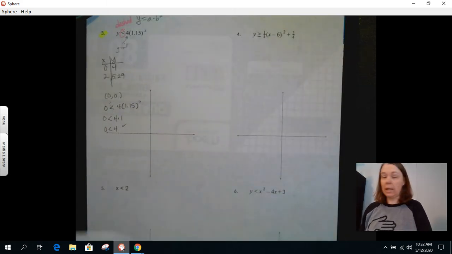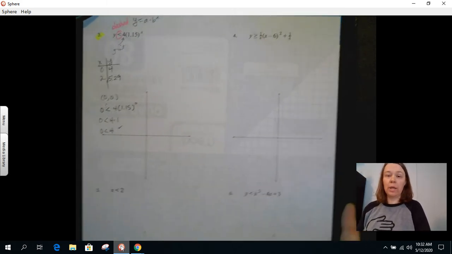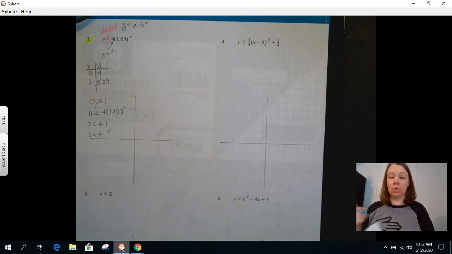Okay, let's take a look at this next one. Again, I want you to think about, what is this going to be? Is it going to be a line? Is it going to be exponential? Is it quadratic? Is it going to give me a parabola? Hopefully you're looking at that and you're saying, oh, I see this squared.